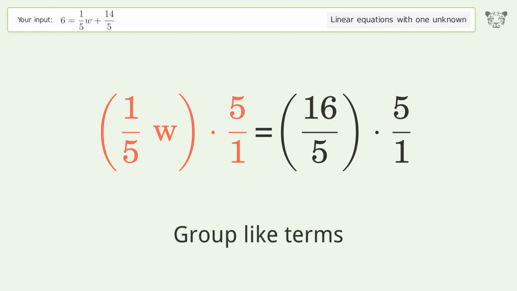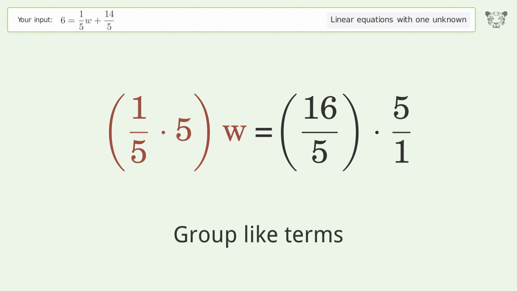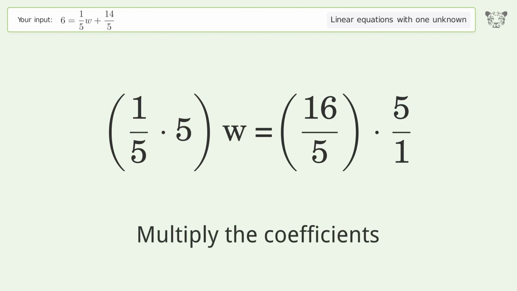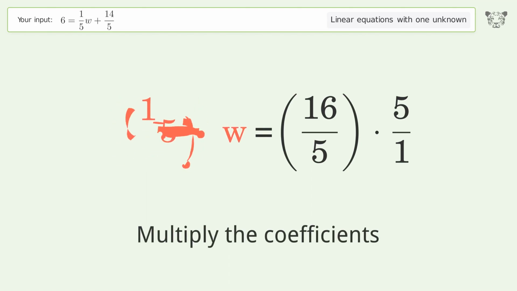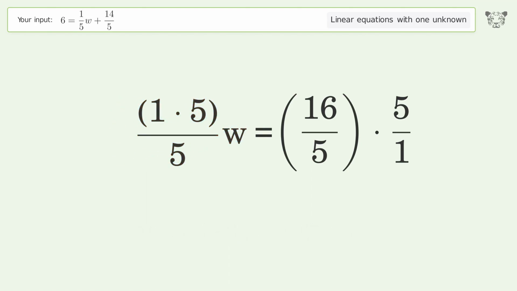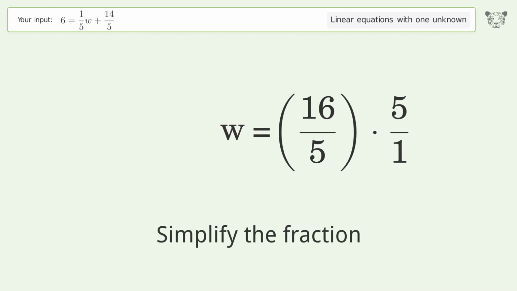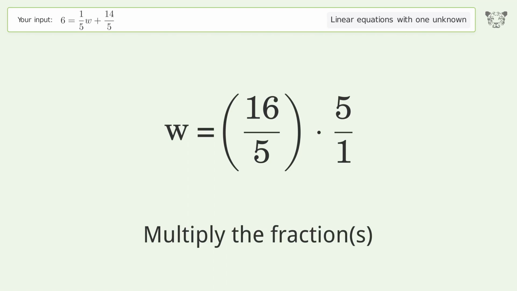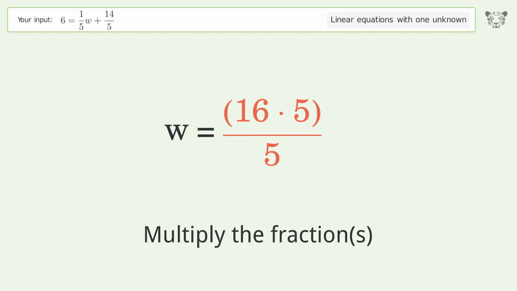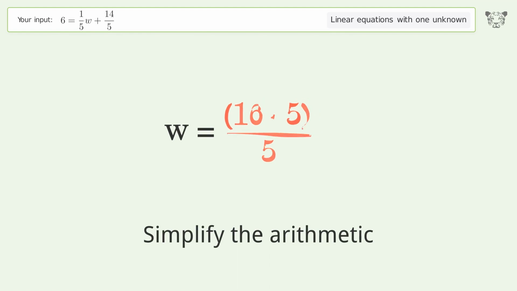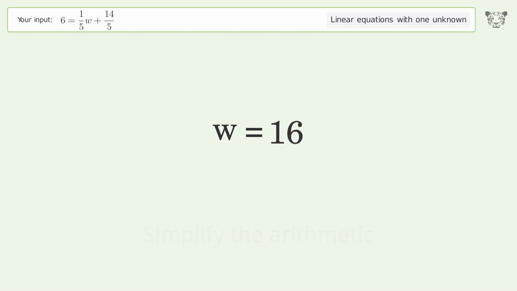Group like terms. Multiply the coefficients. Simplify the fraction. Multiply the fractions. Simplify the arithmetic. And so the final result is w equals 16.